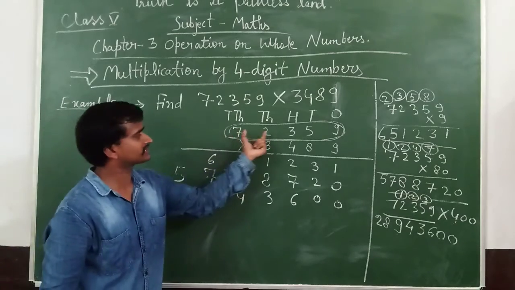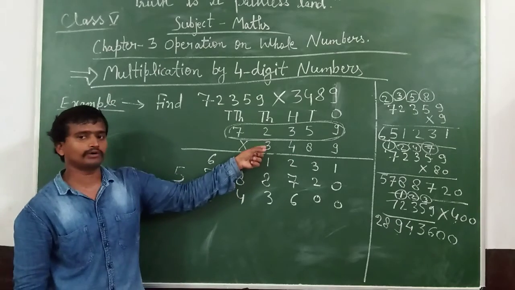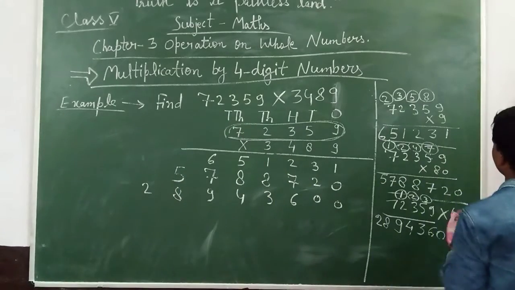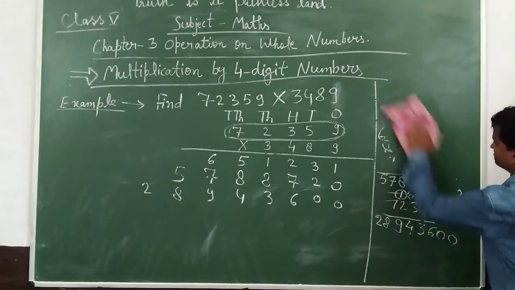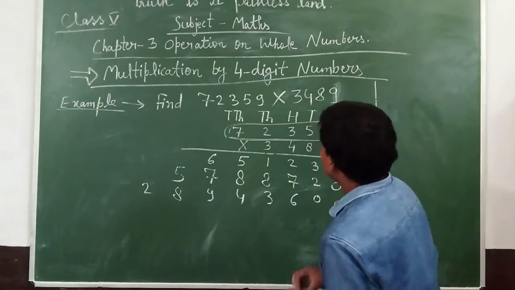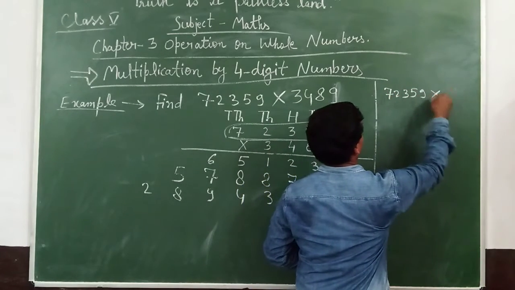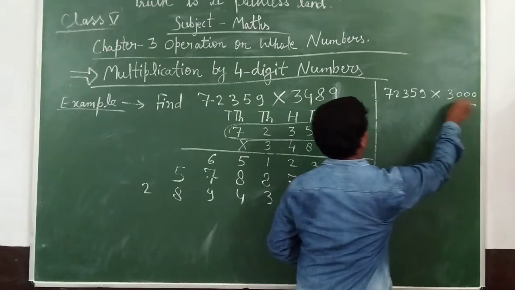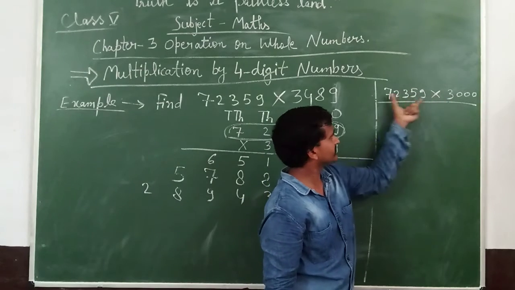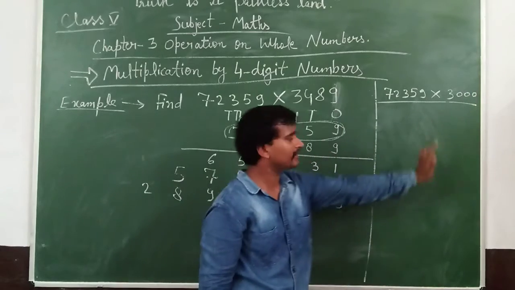So we multiply this whole number, complete number, 72,359 by the place value of 3, that is 3000. It also we will do in rough space. As the multiplier has 3 zeros, very easy. Multiply this multiplicand by 3 and simply put 3 zeros on the right side of the product.